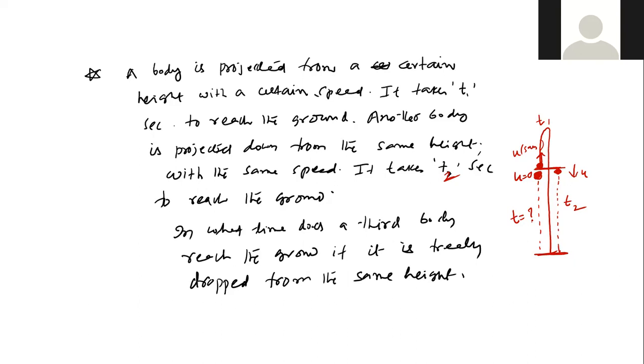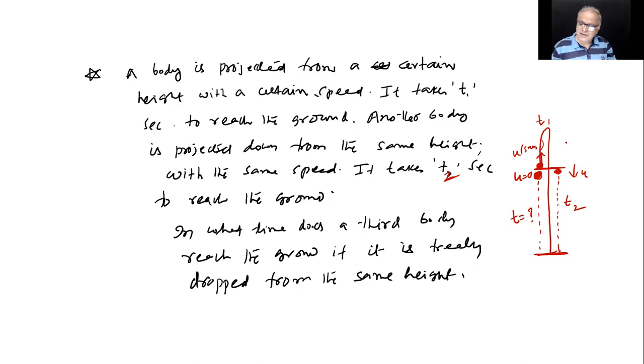So for the first body, which is thrown up, the voice is breaking. Hello? Hello, sir. Can you hear me? Yes, sir. So when it comes back to the same height, it has a downward velocity of u, same as this one, right? Yes, sir. So T1 minus T2 can be written as 2u by g.